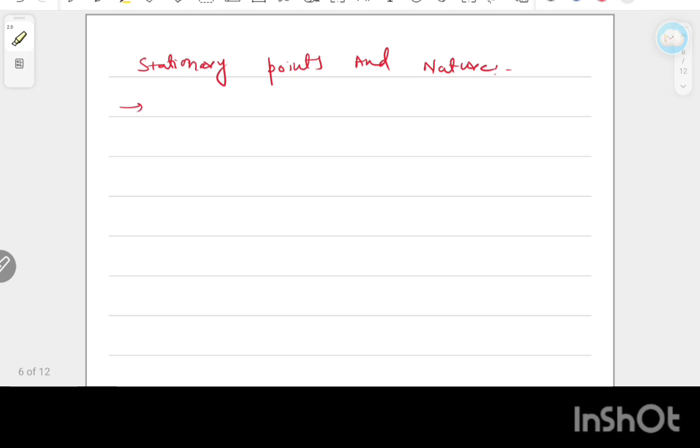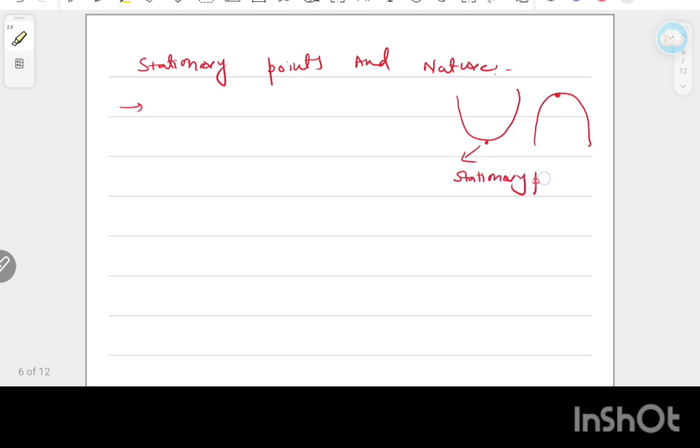There are many names for the stationary point. What is a stationary point? If a quadratic equation has a graph in this way or this way, then this turning point is named the stationary point. This turning point we say is a stationary point.